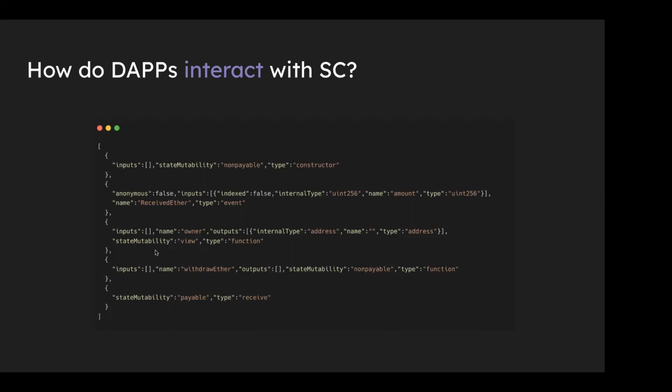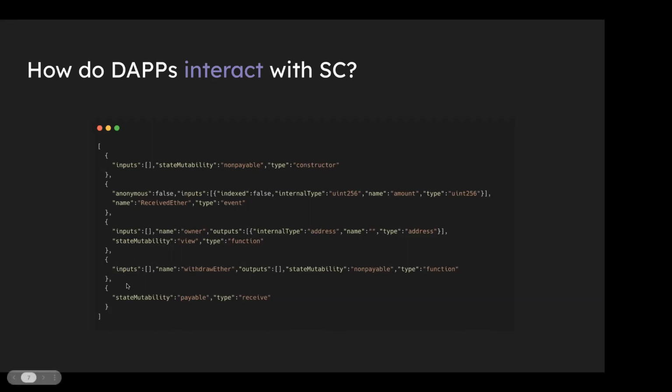The third curly braces is the owner function. We have a type function here, with state mutability view, meaning that it cannot change the state of the smart contract. The name of the function is owner. It accepts no parameters and returns one parameter with the type address, and this parameter is unnamed.